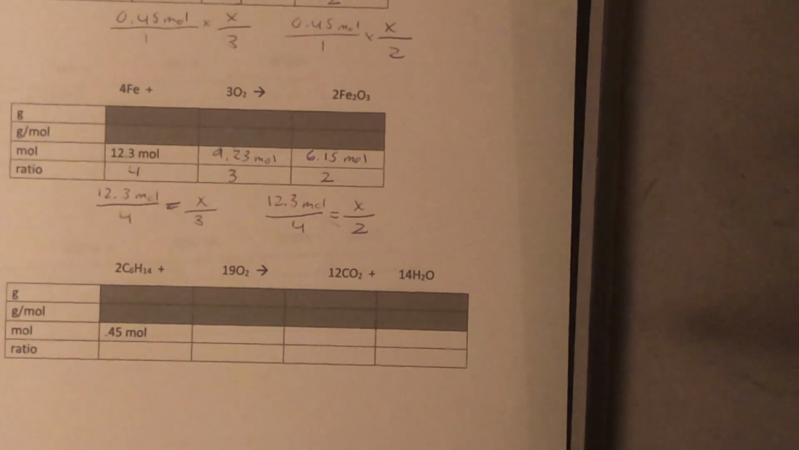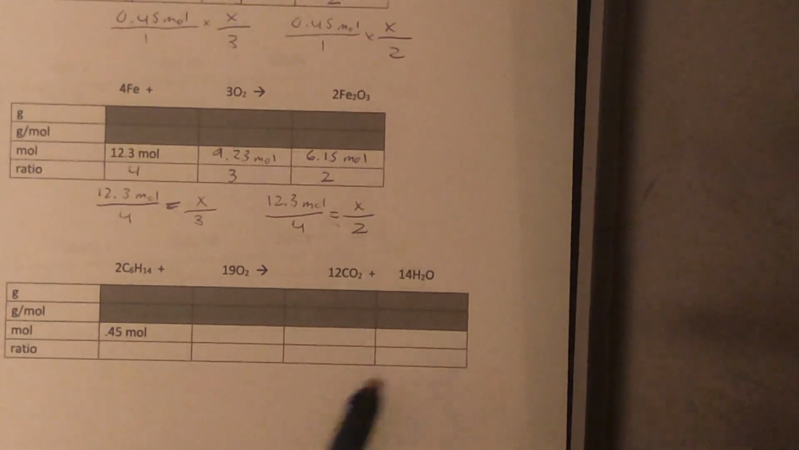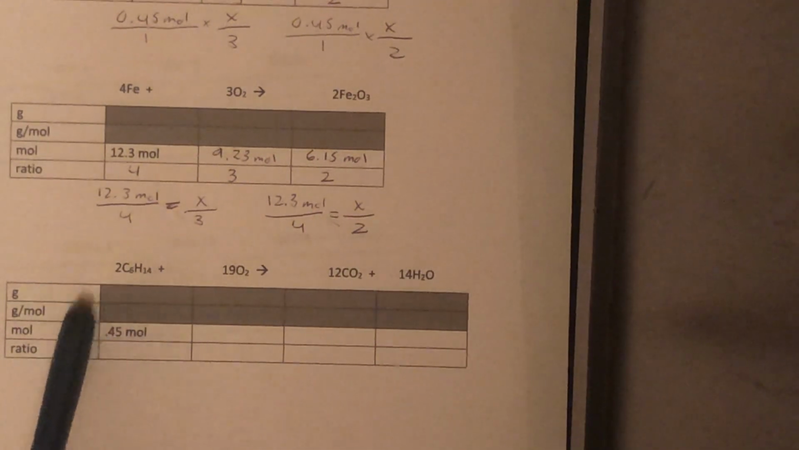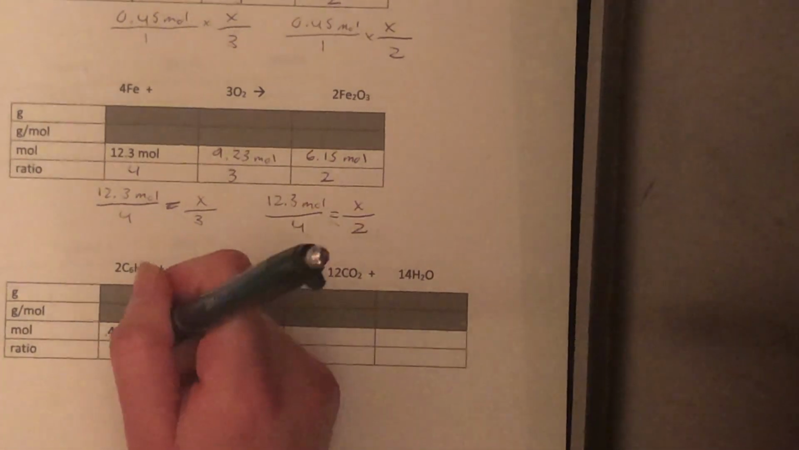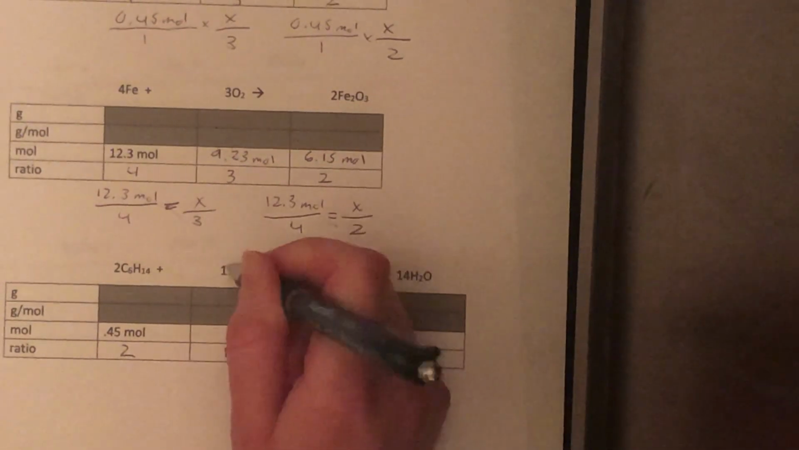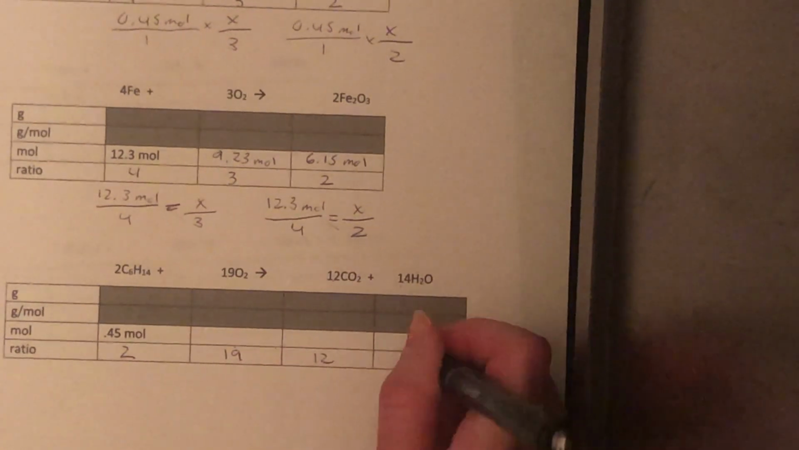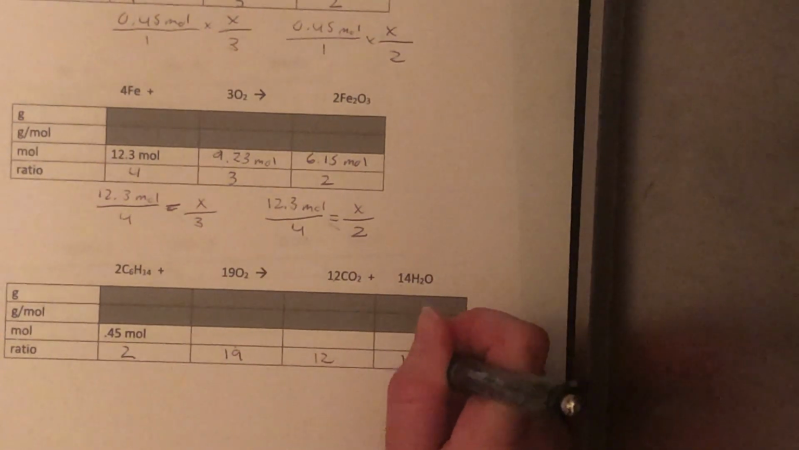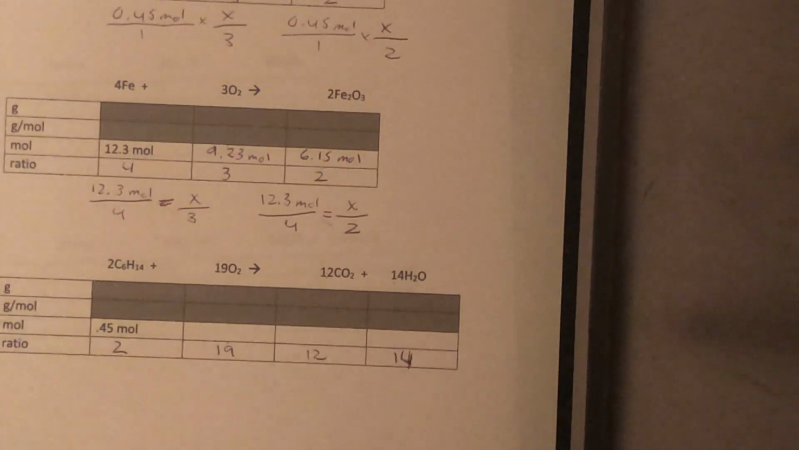Now for the last part, we're going to do the same thing. Our bottom row is the ratio, which is the coefficients of our balanced equations. So we're going to have 2, 19, 12, and 14. Oh, that looks terrible, sorry. And we're going to set up our proportion.